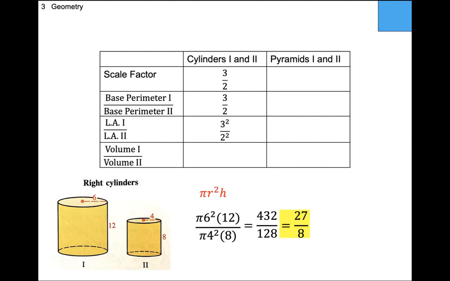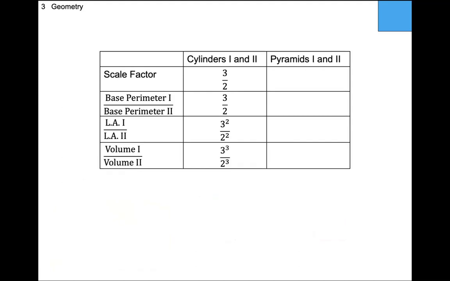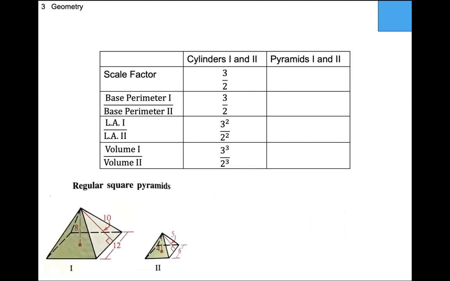Well, that doesn't look like 3 and 2, but 27 can be written as 3 times 3 times 3, and 8 can be written as 2 times 2 times 2. In other words, 27 over 8 could be written as 3 cubed over 2 cubed, and that's what we suspected.